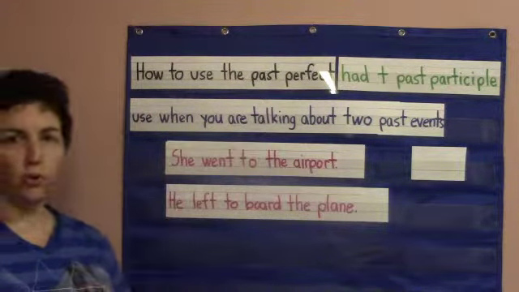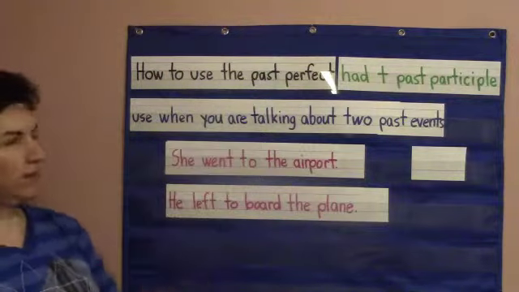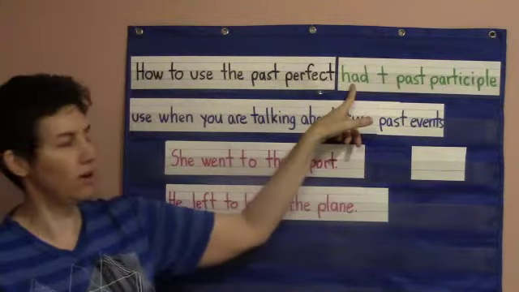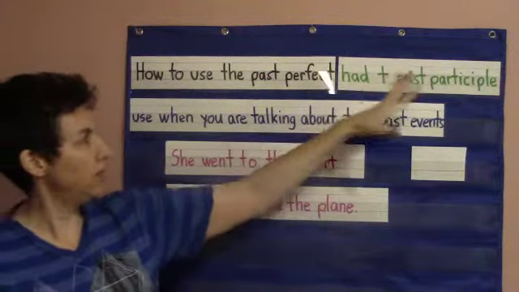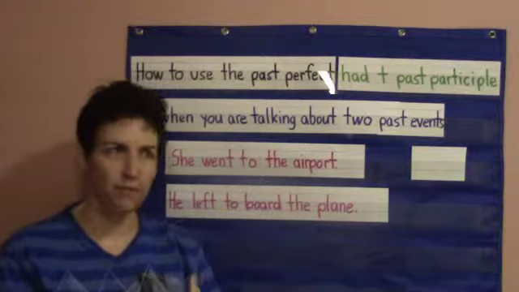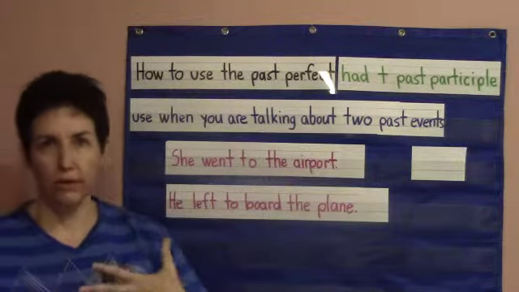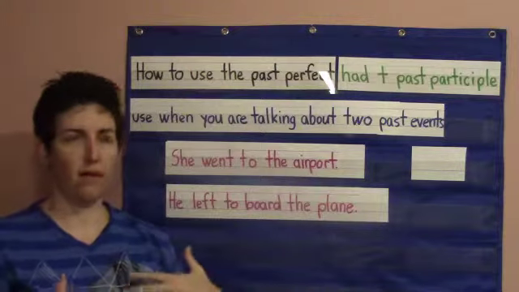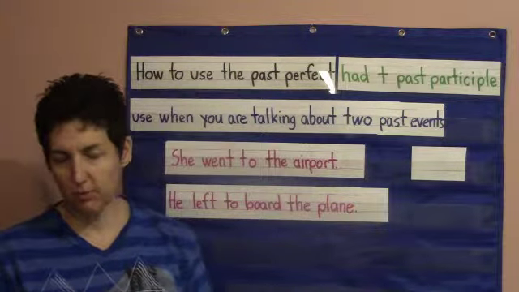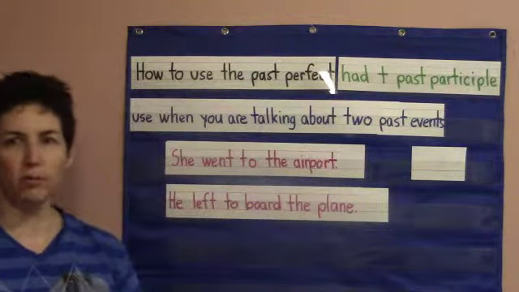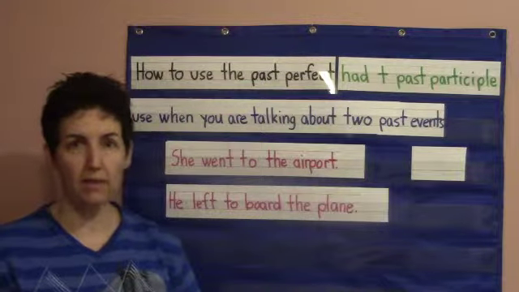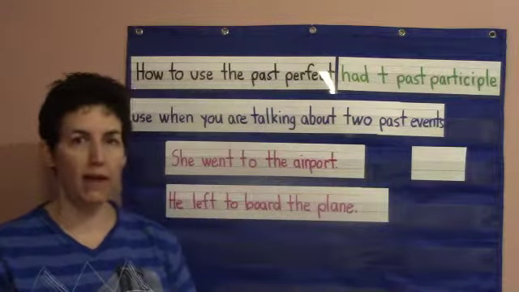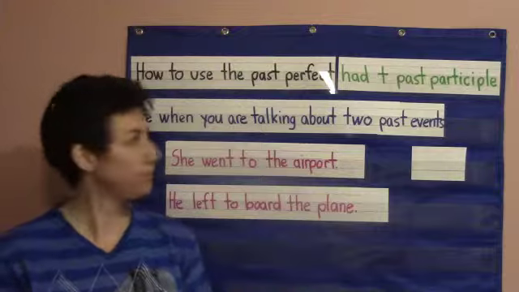Okay, so just to quickly review, the past perfect is formed by using the auxiliary verb had plus its past participle. And you have to remember, your irregular verbs are going to have an odd past participle, and your regular verbs are most likely going to have a past participle that is formed by adding ed at the end.